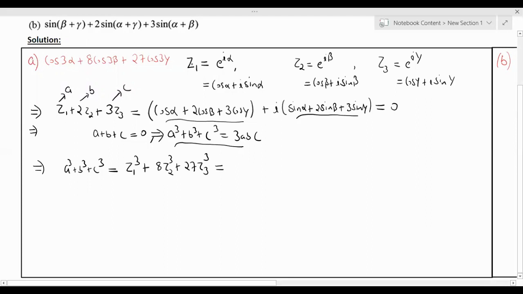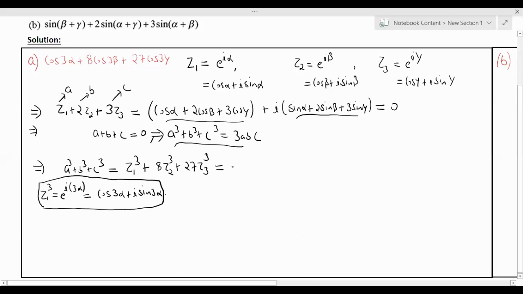If you have Z1 as e power I alpha, then Z1 cube will be e power I 3 alpha. In the polar form, you can write it as cos 3 alpha plus I sin 3 alpha. So with the help of this, we can rewrite Z1 cube, Z2 cube, Z3 cube with the arguments as 3 alpha, 3 beta, and 3 gamma.